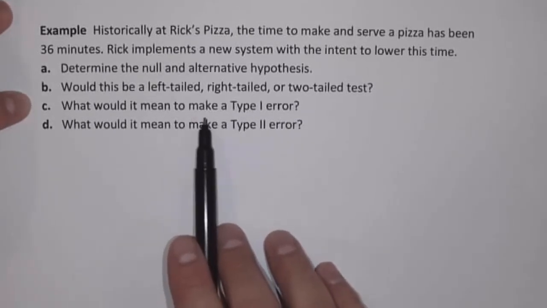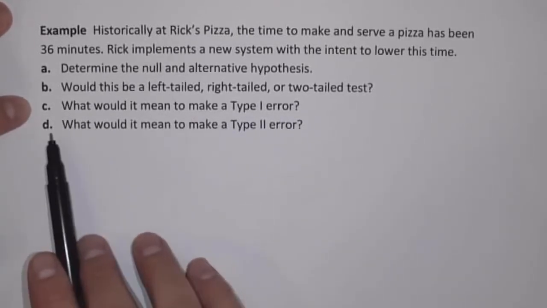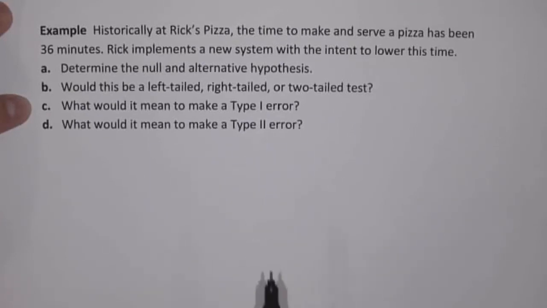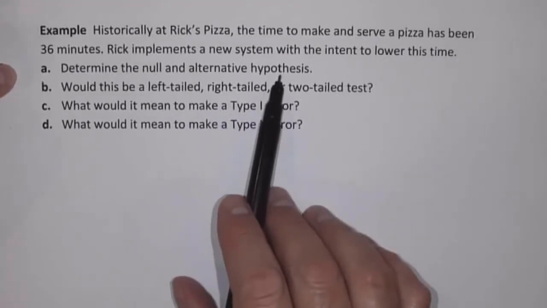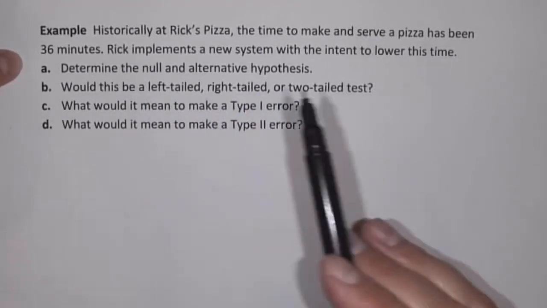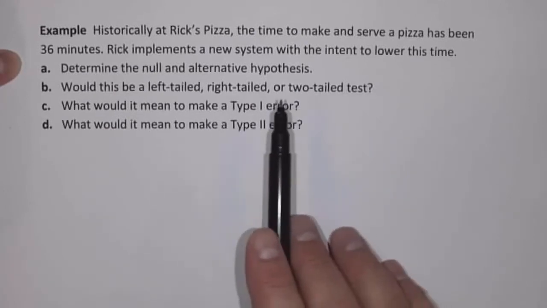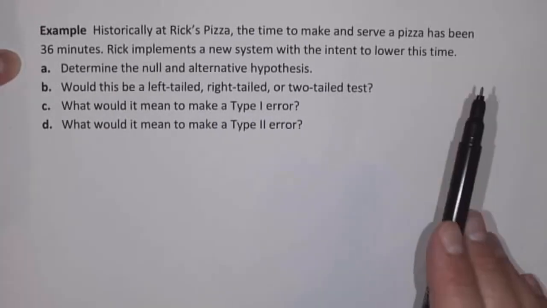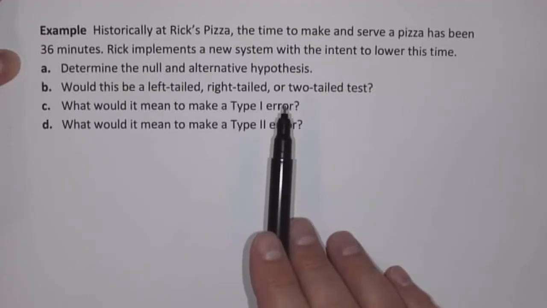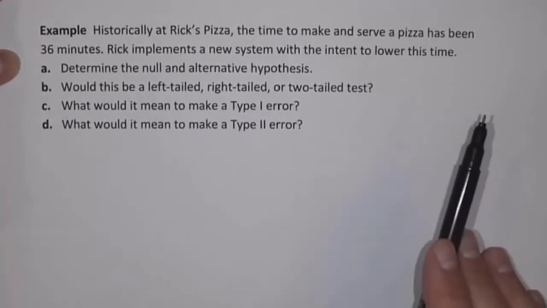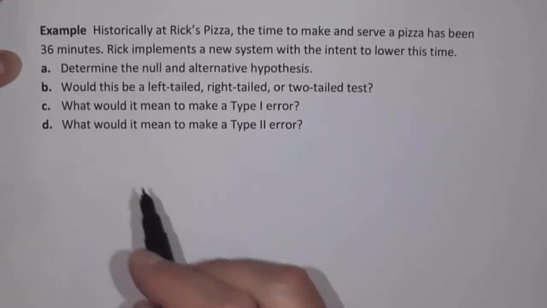C. What would it mean to make a type 1 error? D. What would it mean to make a type 2 error? So we need to come up with a null and alternative hypothesis. So remember that a null hypothesis is that a parameter equals a particular value, and an alternative hypothesis is then that the parameter either is less than, greater than, or not equal to that value.